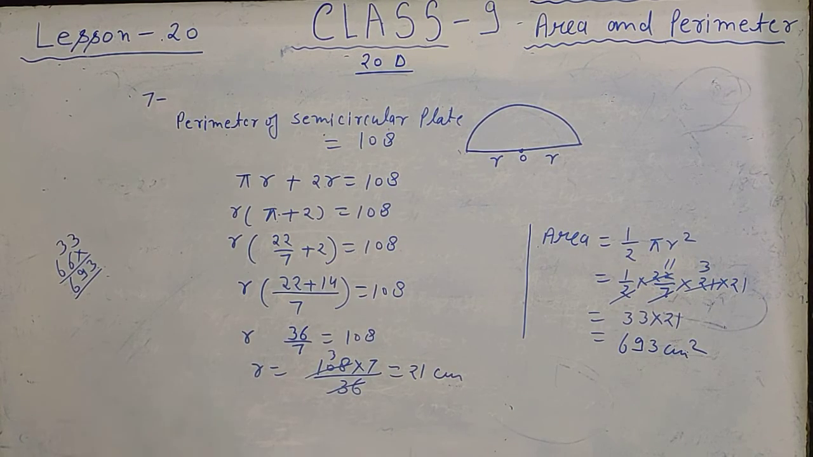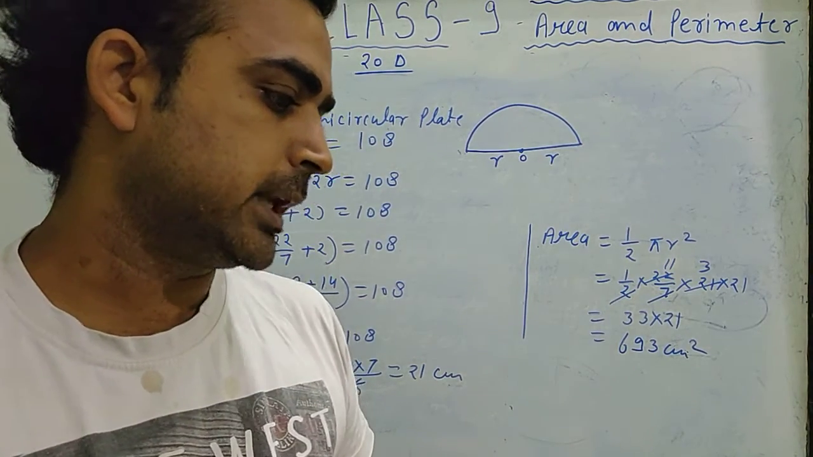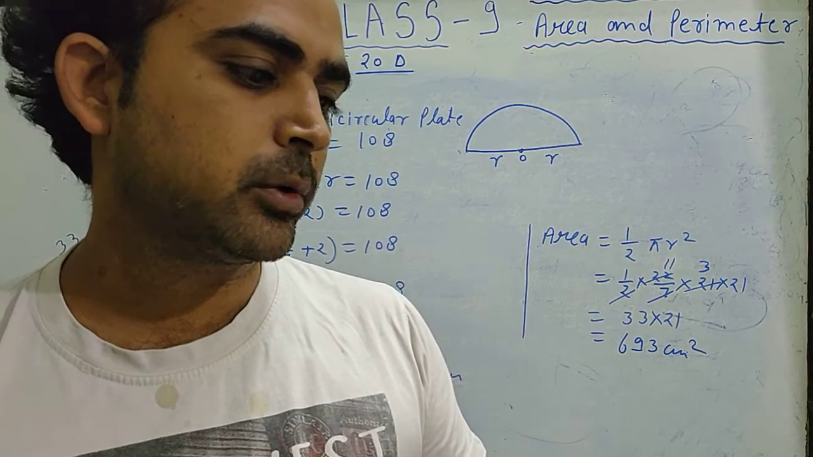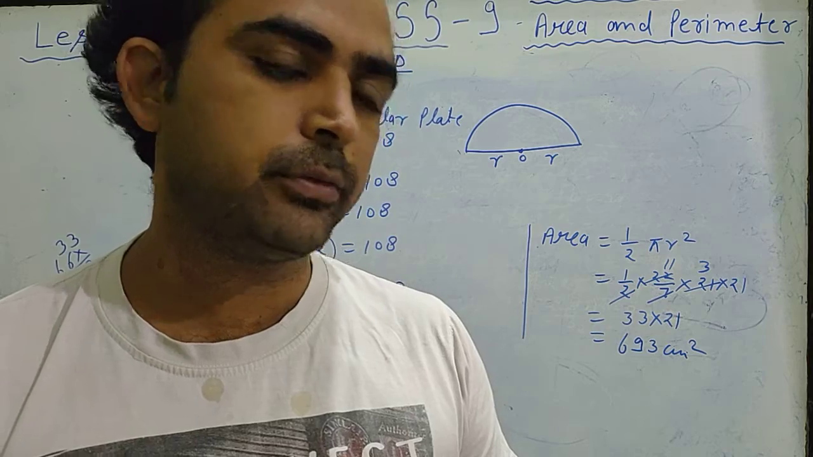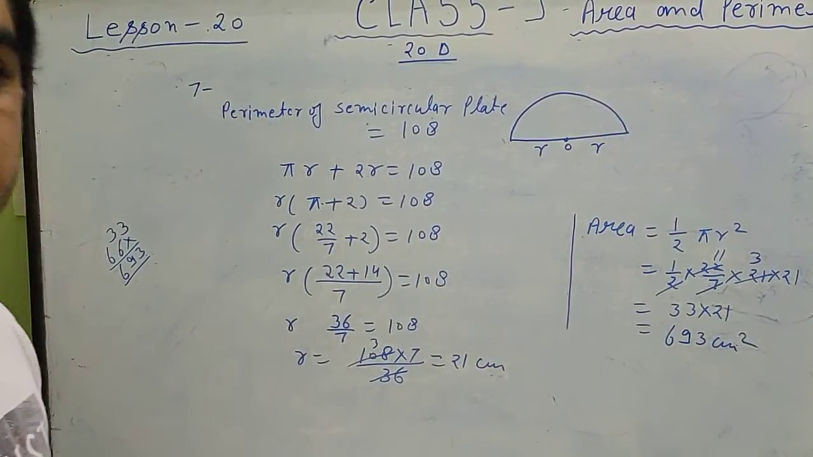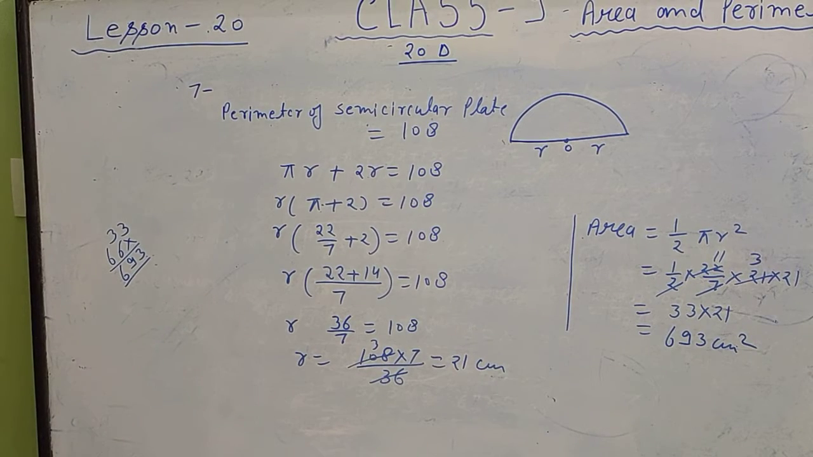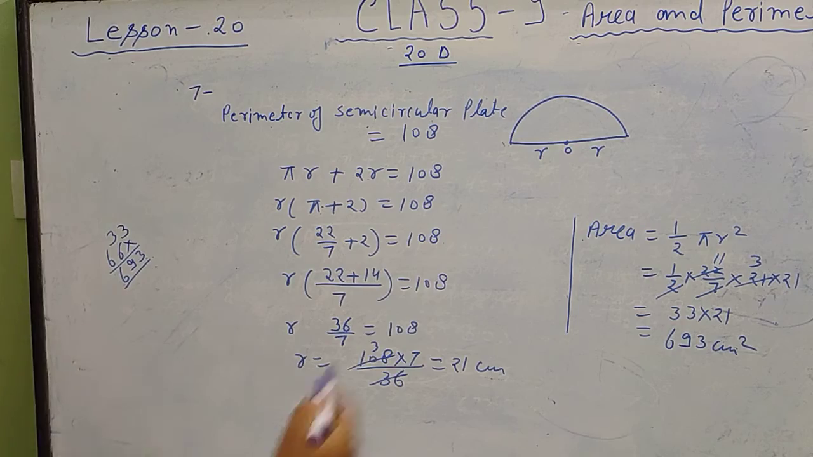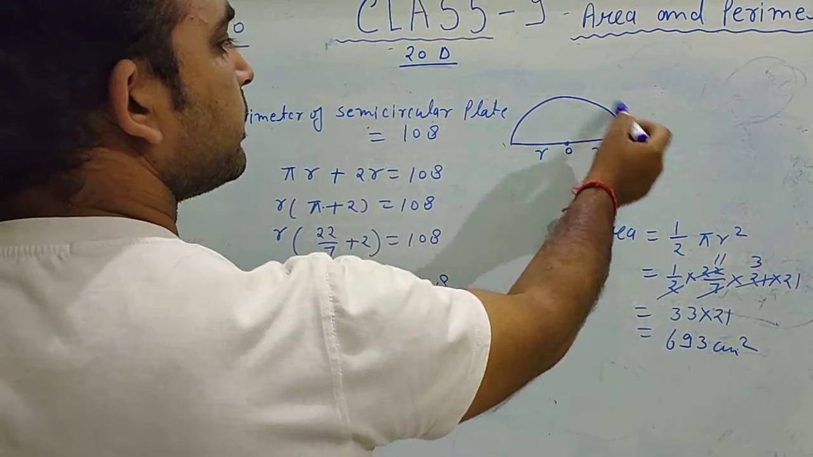Okay, now question number 7. The perimeter of the semicircular plate is 108. Find its area. Semicircular plate. Semi means half. Understand? Semi means half. So this is the circular plate, half plate.